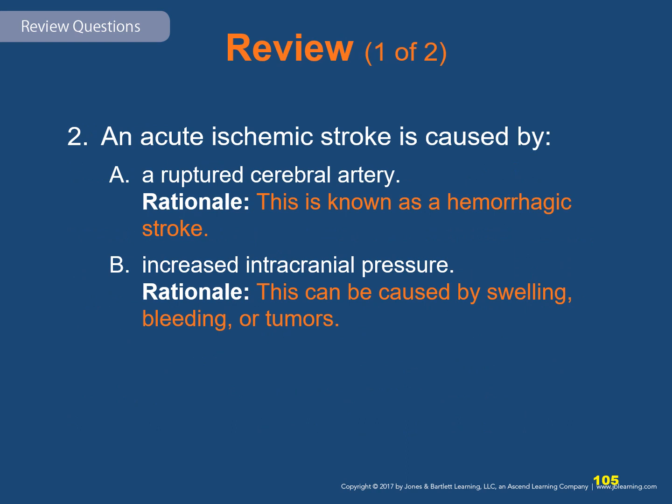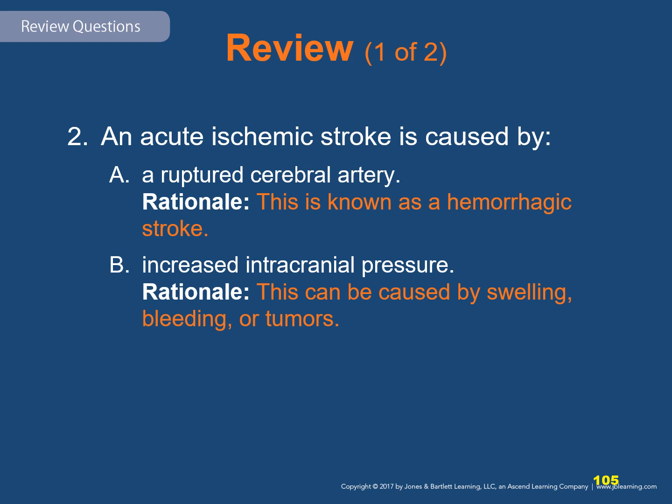So let's look at the incorrect answers. An acute ischemic stroke is caused by a ruptured cerebral artery. That's incorrect. A ruptured artery is a hemorrhagic stroke. That's easy to remember. If you just think hemorrhage is bleeding, hemorrhagic stroke caused by a ruptured artery. Very easy to remember.